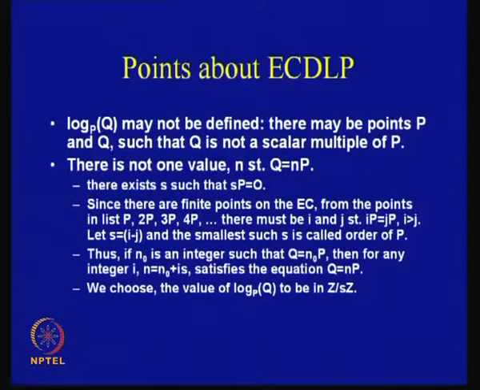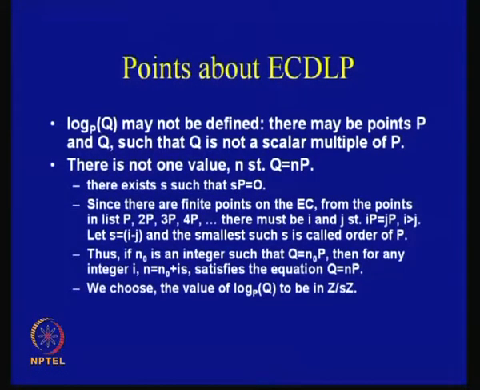That follows from the basic property of the underlying group, that is, if you keep on adding P, then there will exist one such integer s for which s times P is equal to the identity of the group. And the least such value for which this holds is actually called the order of the point P.